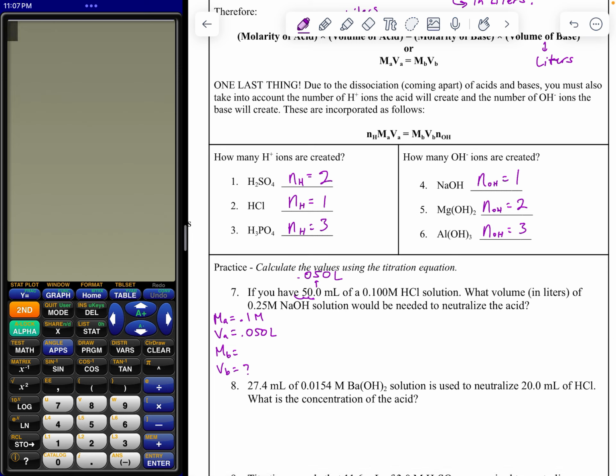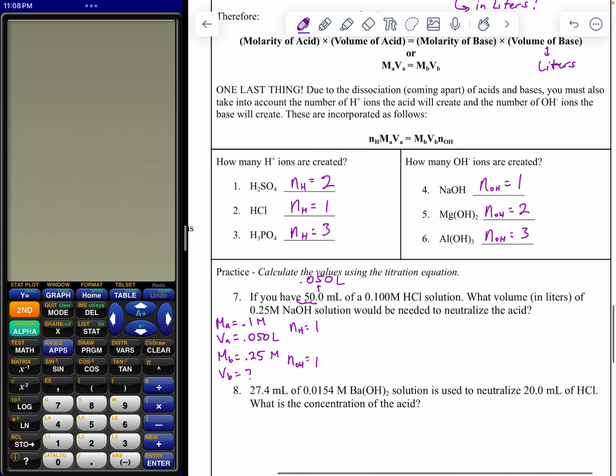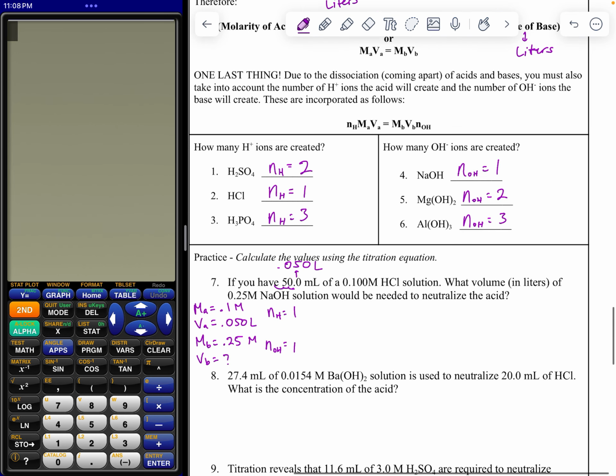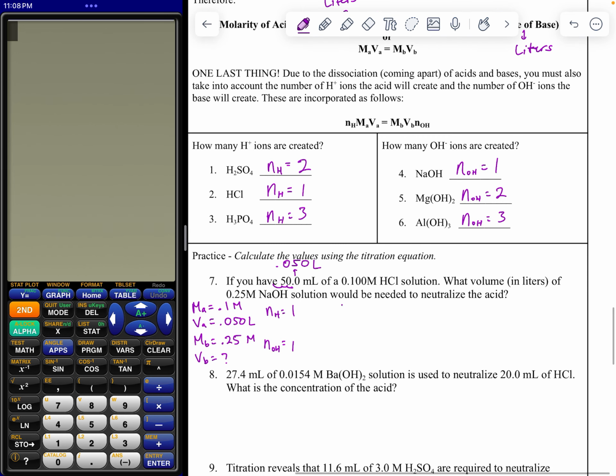And of course, we know that the molarity of the basic solution, the sodium hydroxide, is 0.25 molar. So if you want, you can say the number of hydrogen ions and the number of hydroxide ions for each are going to be 1. And again, it's just based off of how many are a part of those formulas there. So then here's our equation, right? The acid side and our base side.